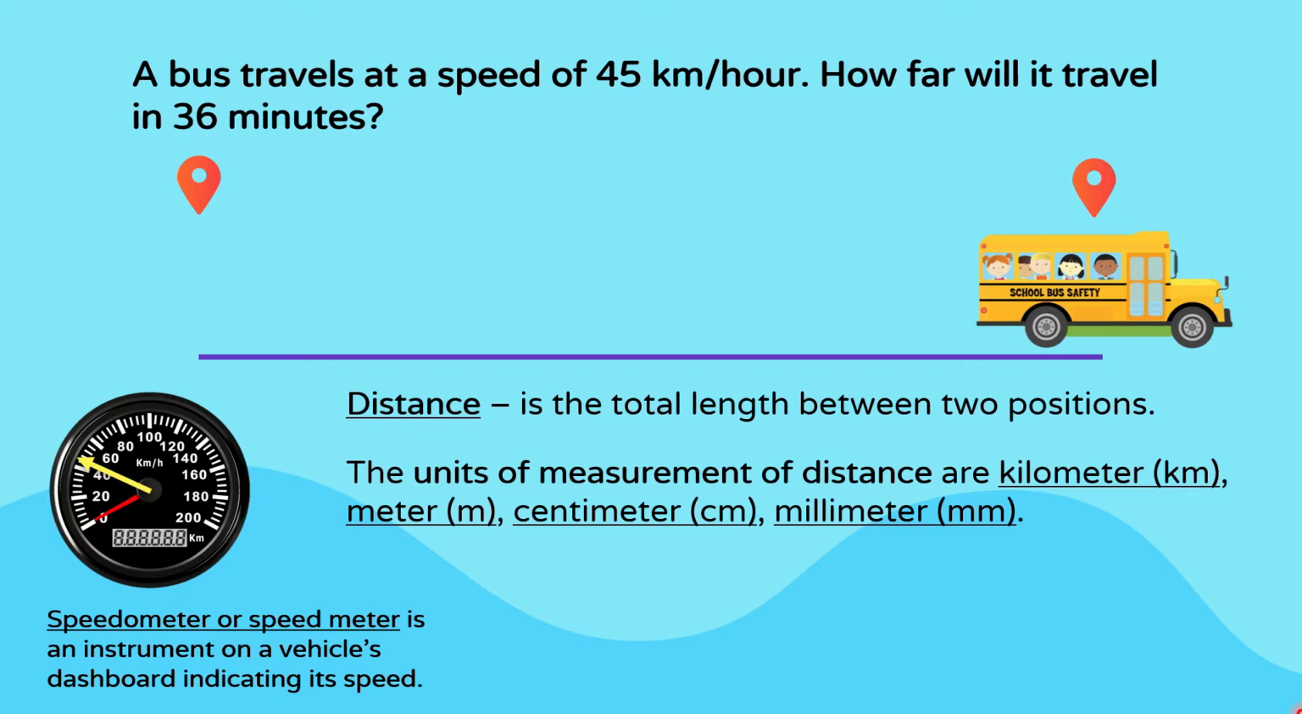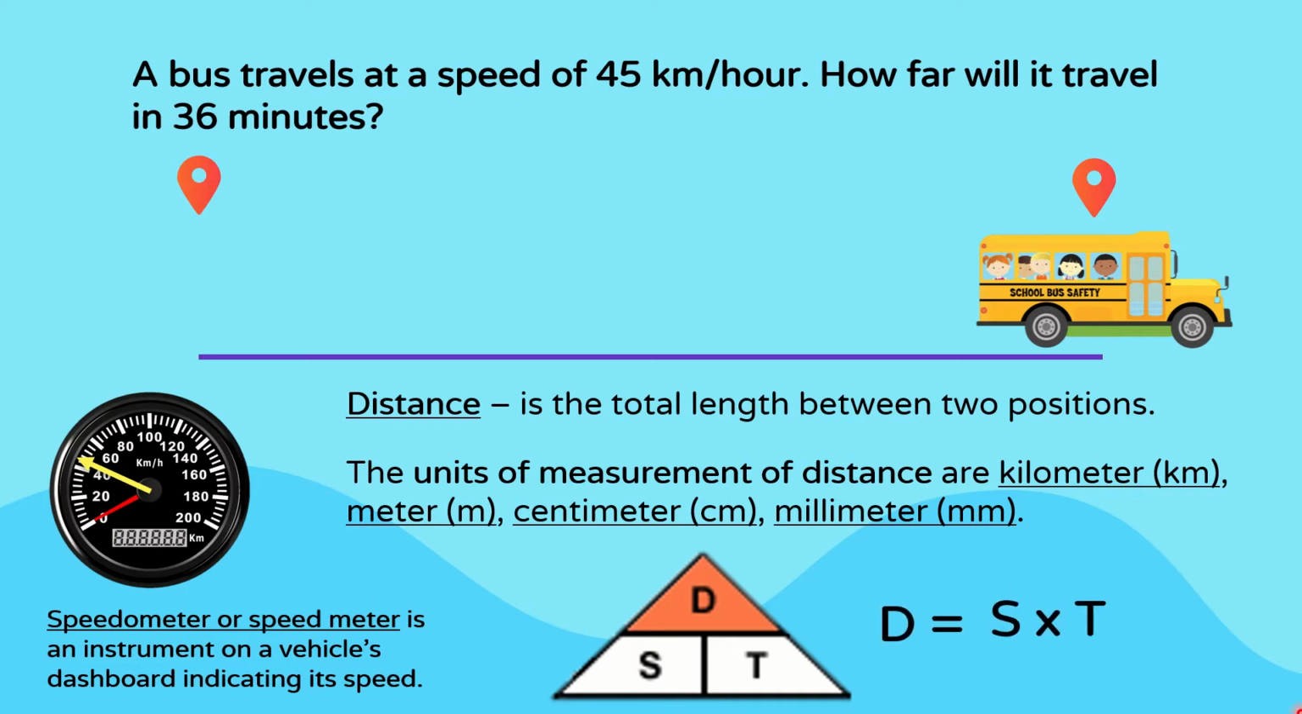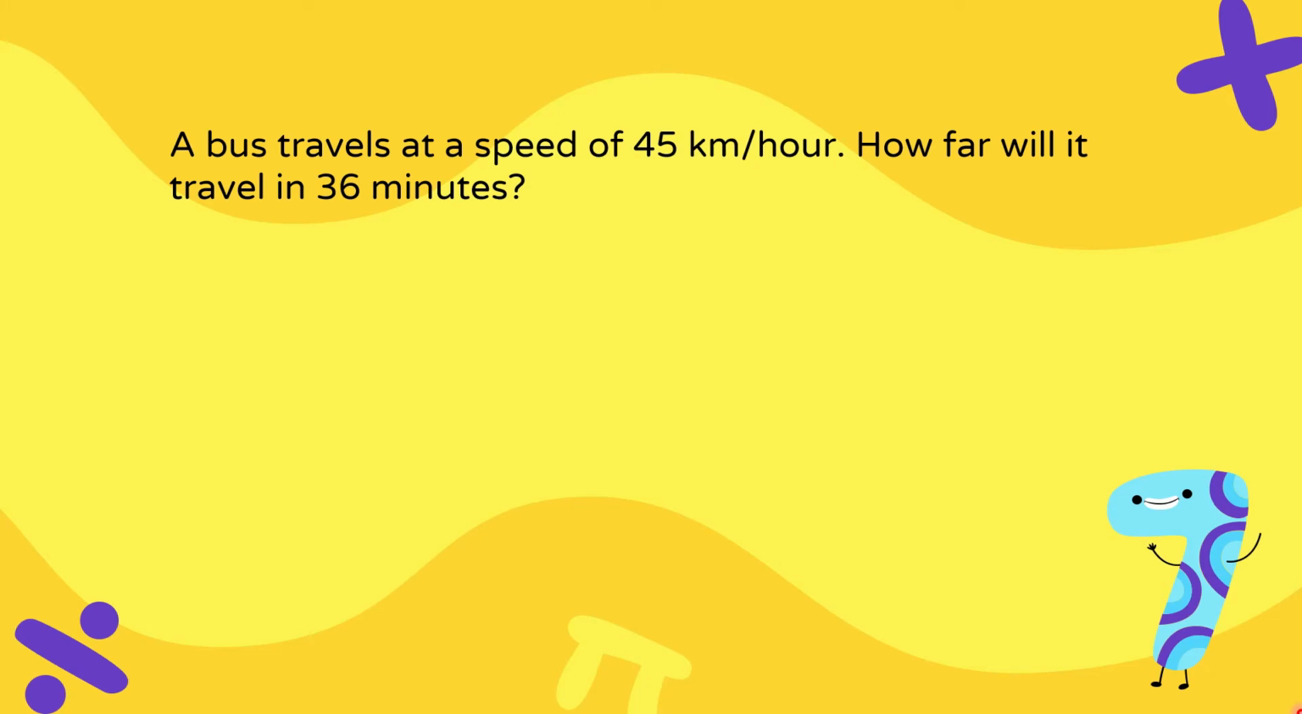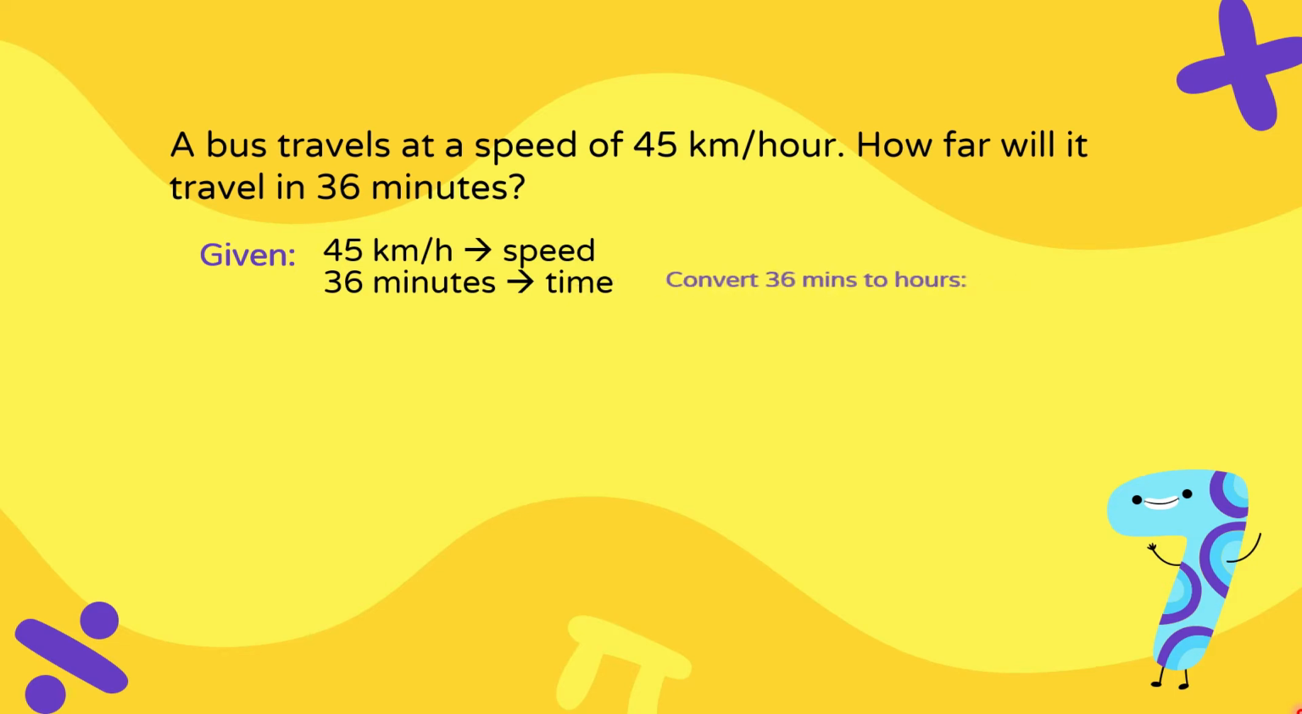For us to easily remember the formula on how to find the distance, we are going to use the magic triangle wherein the distance is equal to the product of speed and time. Given 45 km per hour, that would be our speed, and 36 minutes as our time. First thing to do is to convert 36 minutes to hour. So how are you going to convert 36 minutes to hour?